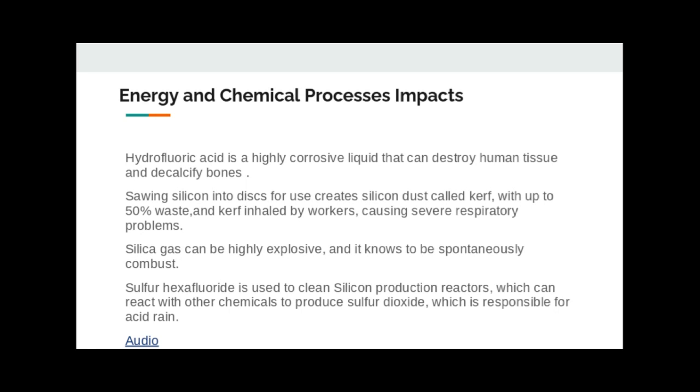Silicon gas can be highly explosive and it is known to spontaneously combust. Sulfur hexafluoride is used to clean silicon production reactors, which can react with other chemicals to produce sulfur dioxide, which is responsible for acid rain.